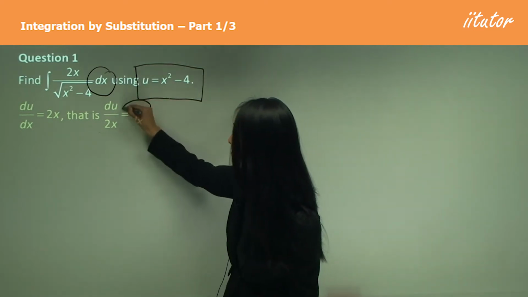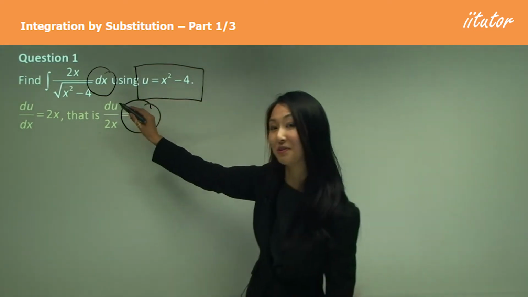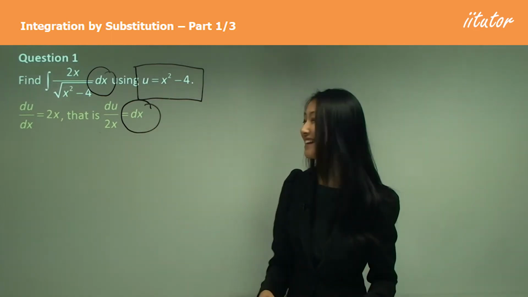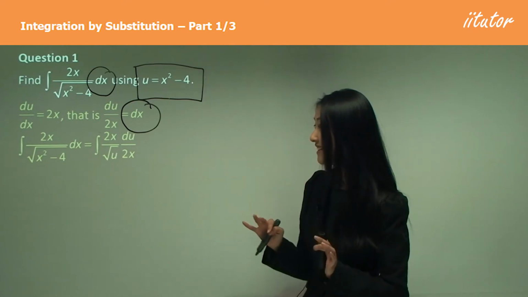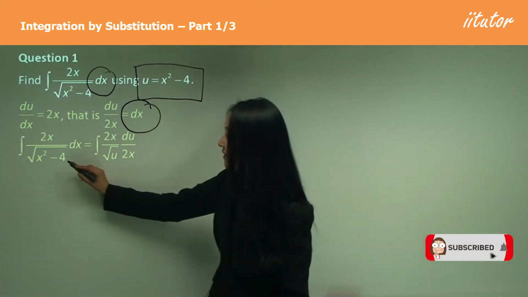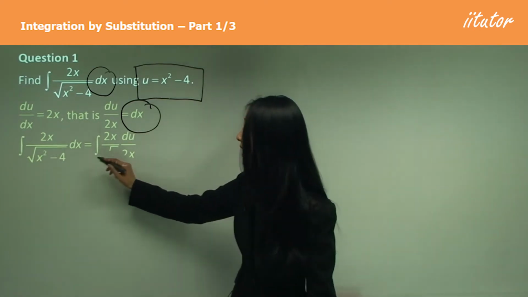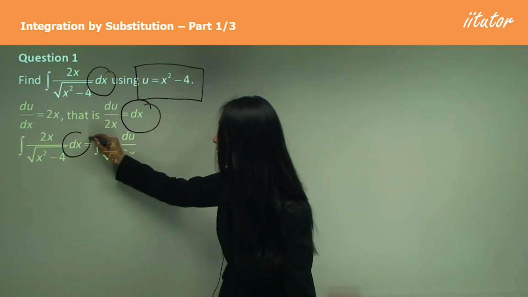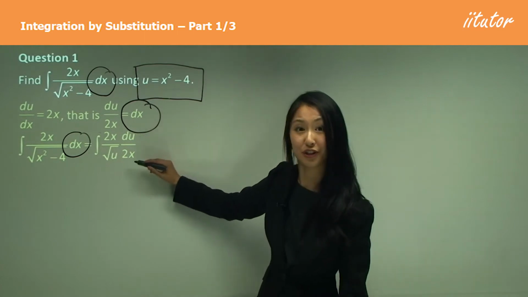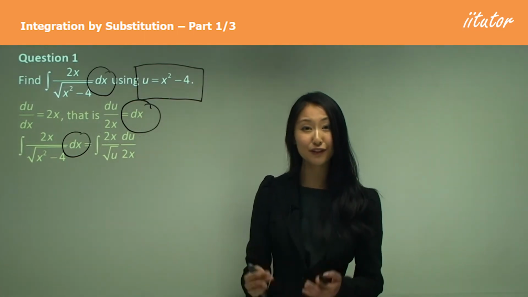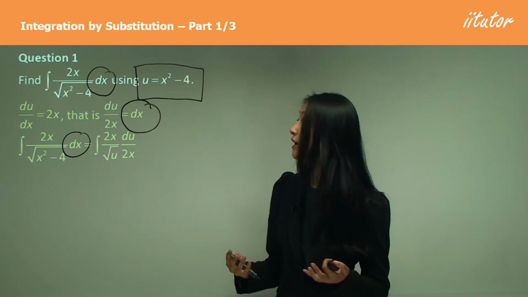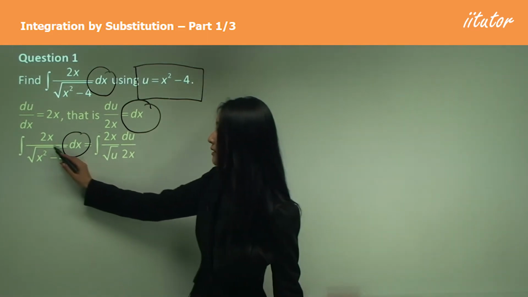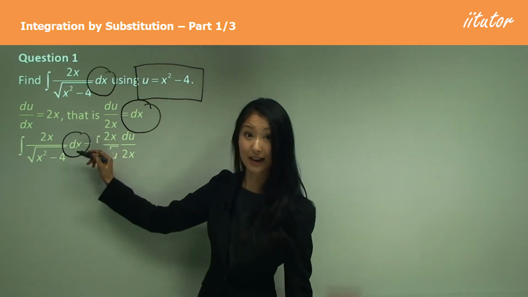And now I can see, because I've worked out dx equals du on 2x, I can substitute that in really easily. So let's see how that works. Here, instead of x squared minus 4, that just becomes square root of u. And this dx just becomes du on 2x. Can you see that? So whenever you use the substitution method, you always are making 2 substitutions. You're substituting this part, but you're also substituting dx as well.